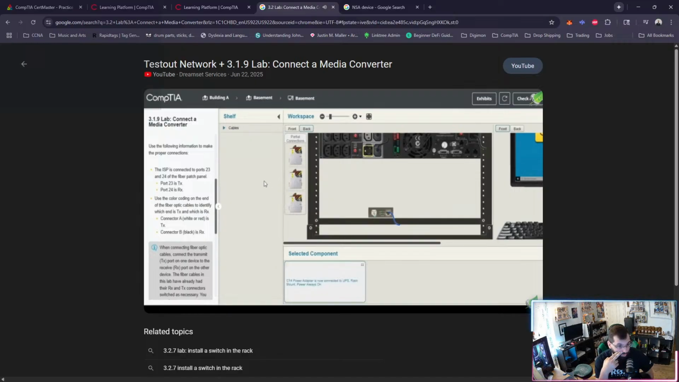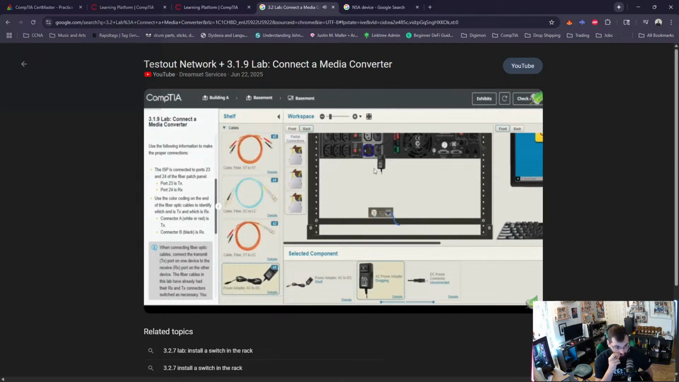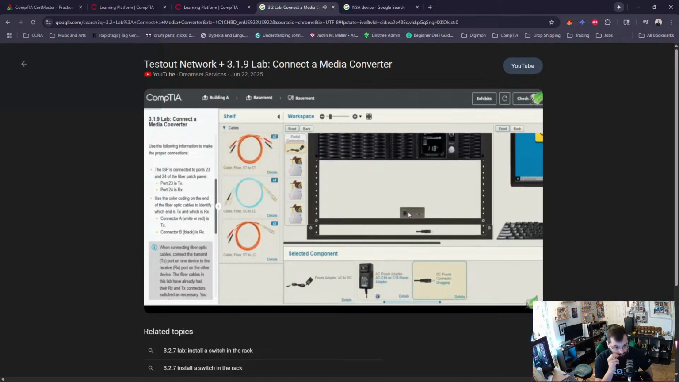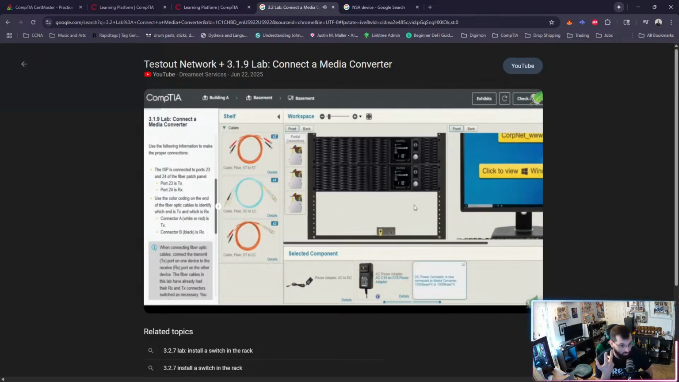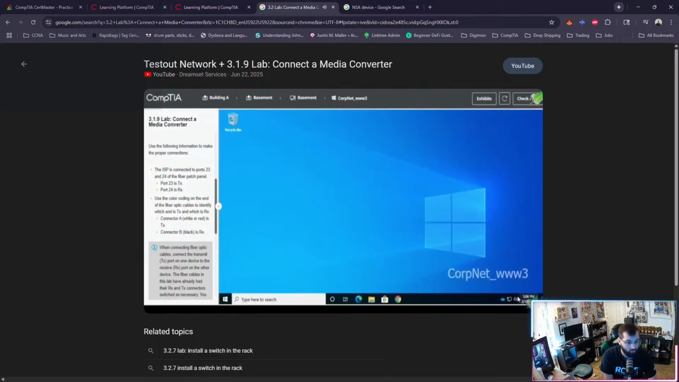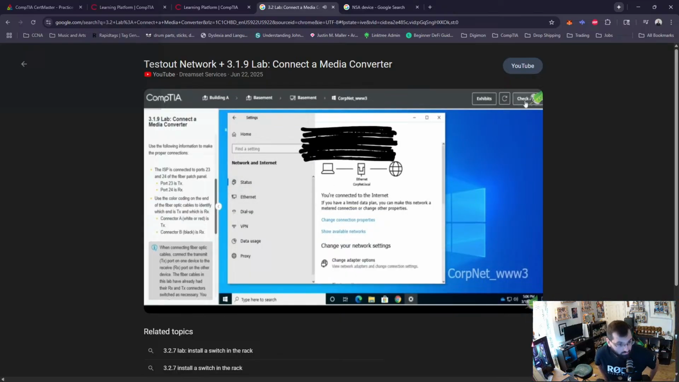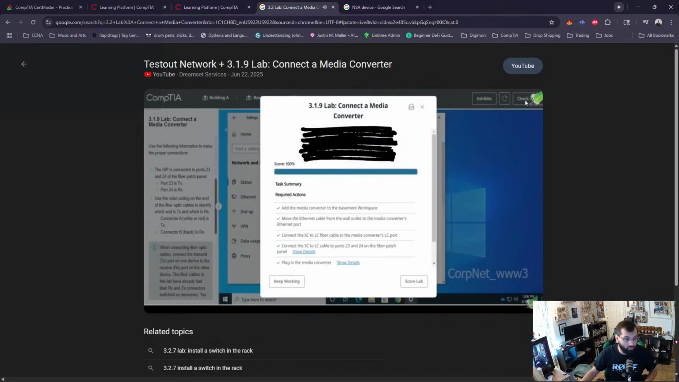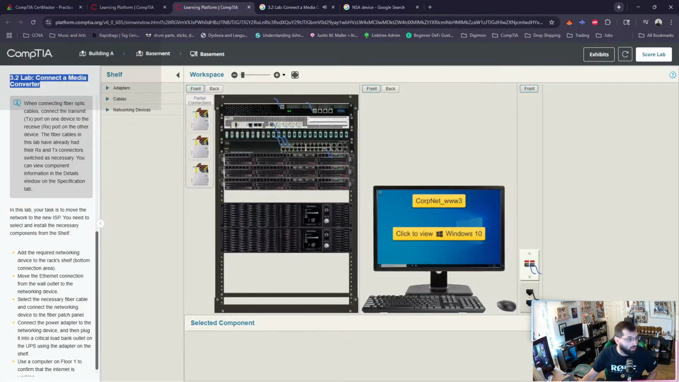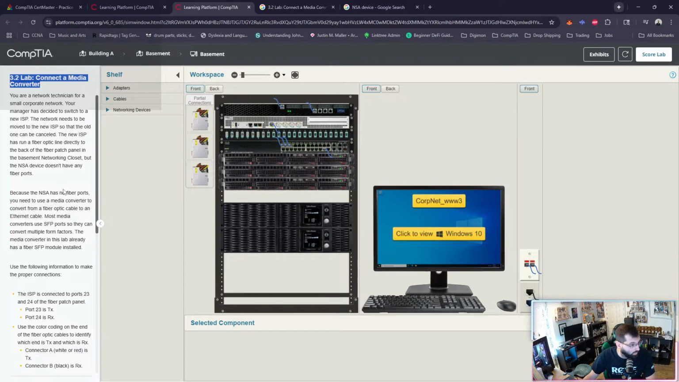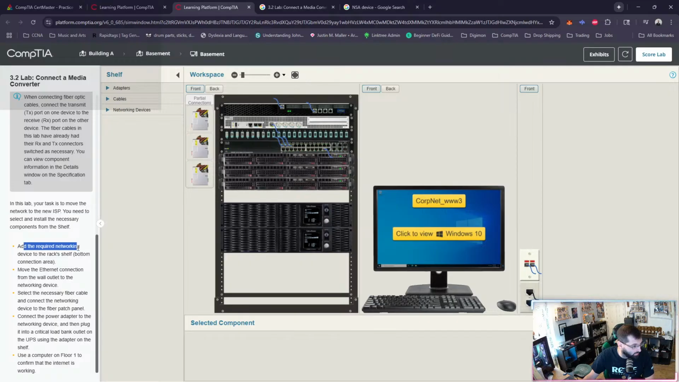Yeah, because we went to the priority. Okay, I did all this. So show me my mistake. I want to know what my mistake is. Wait, hold on. The scenario said that you needed to remove the old one. That's even here. Add the required network device to the rack's shelf. Oh, this is the rack shelf. No, that's the shelf. This is the shelf. So you don't have to remove this?